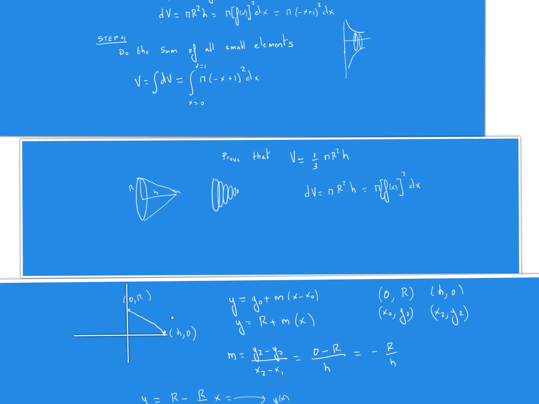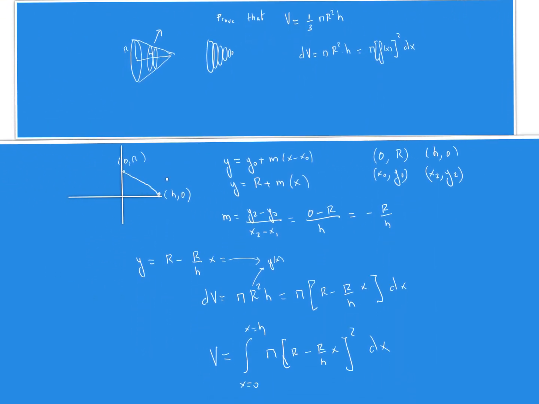Can I prove that the formula for the volume of a cone is 1/3 pi r squared by h using this method? Let's do it. You take the figure and divide it into small disks that fill the cone. You find the volume of one of these disk elements, and later you sum all these elements. So let's do it for the case of a cone.